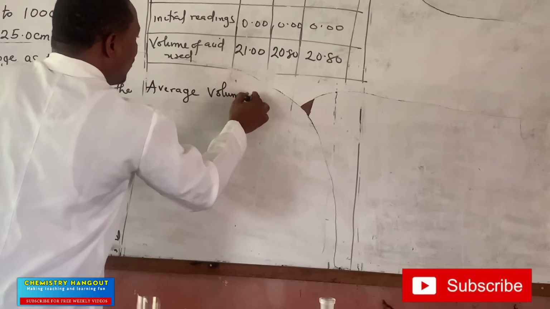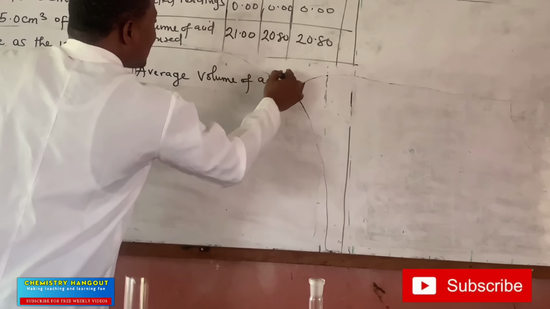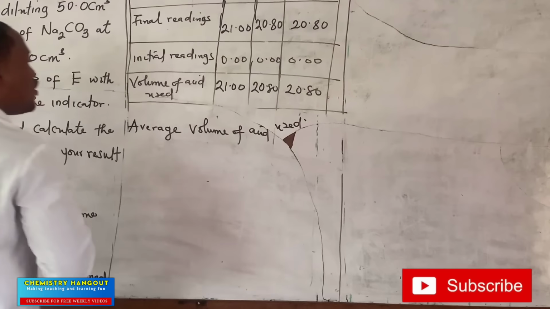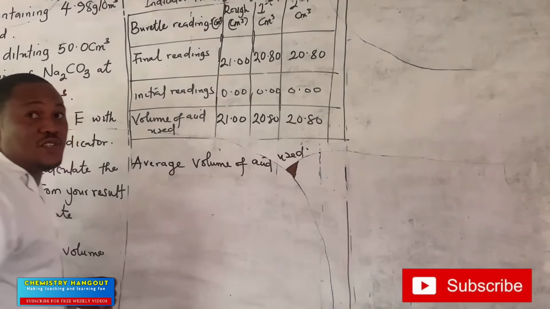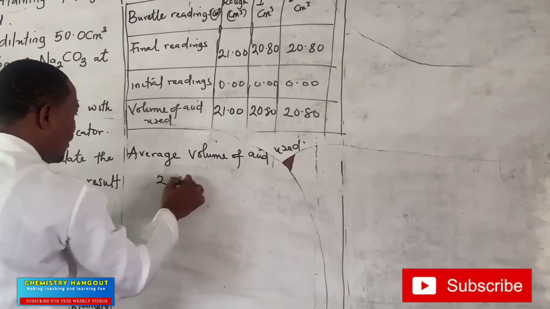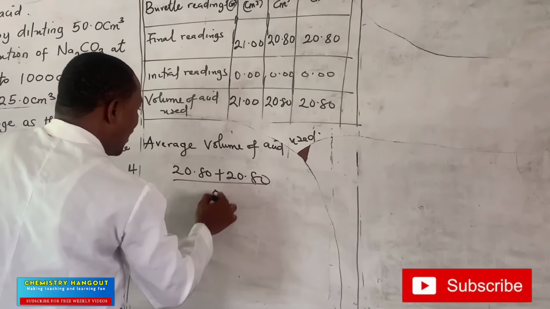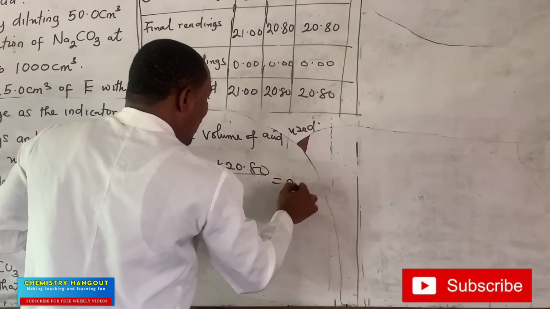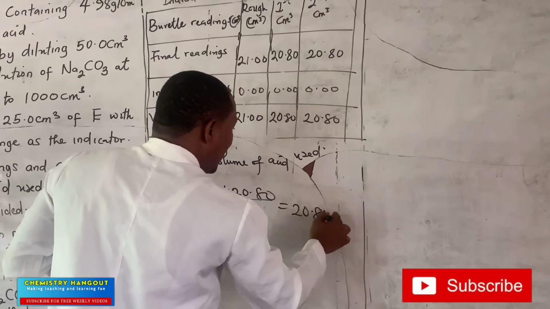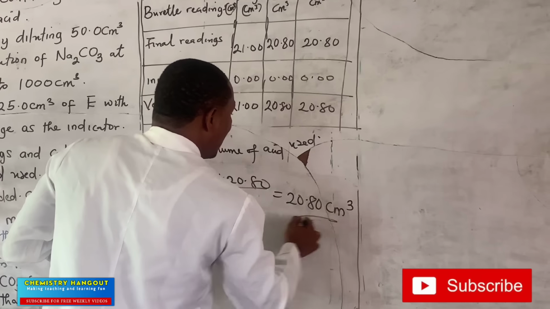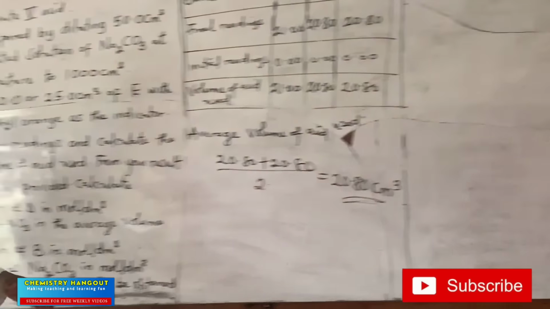Okay. So from here, I now want to calculate the average, according to the question, I should calculate the average volume of acid used. So I'm picking these two, right? So I will have 20.80 plus 20.80 divided by 2. So that will give me 20.80 centimeters. I want to believe this is clear. So this is very clear.